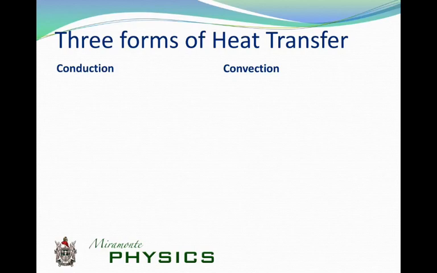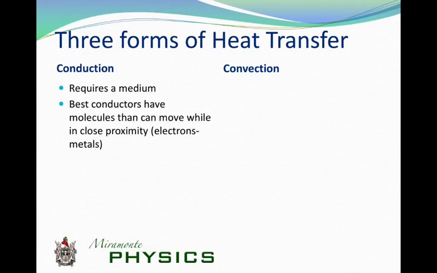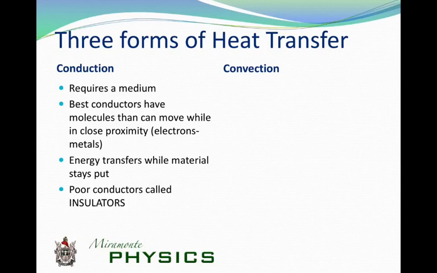Three forms of heat transfer: conduction, convection, radiation. So let's talk about each of those. Conduction, remember, requires a medium. Best conductors have molecules that can move while in close proximity. So metals are really good conductors because the electrons can move around. The energy transfers, but the material itself sort of stays put. Poor conductors we call insulators, and a hot fork is an example. You put a fork into a burning flame, it will quickly heat up and burn your fingers.